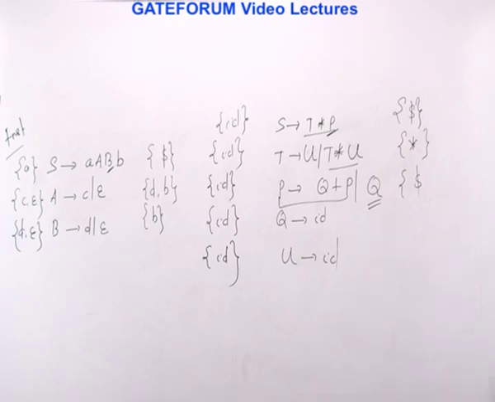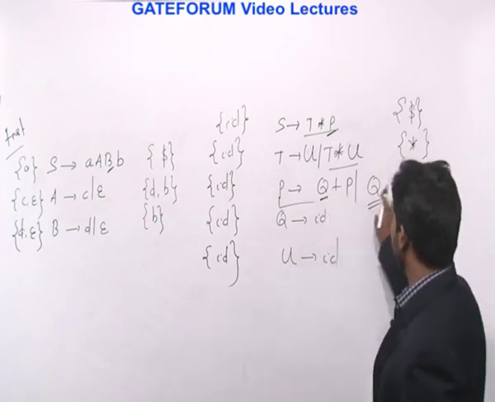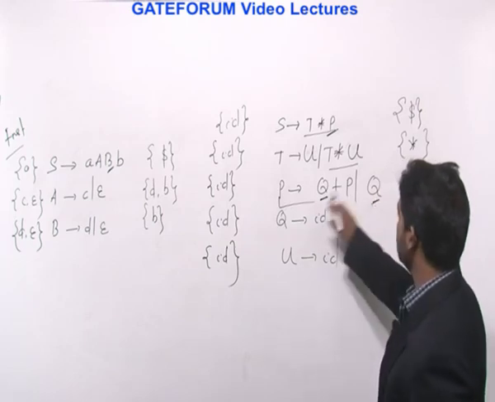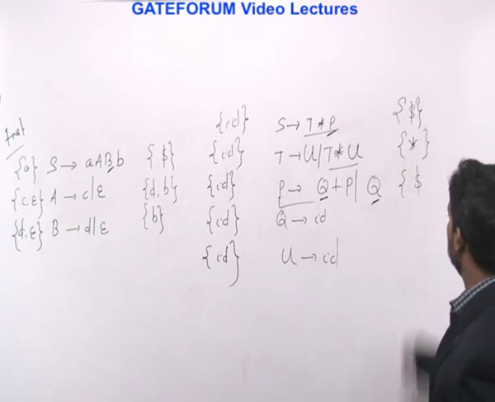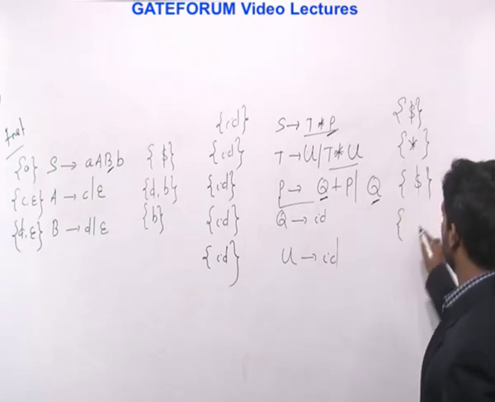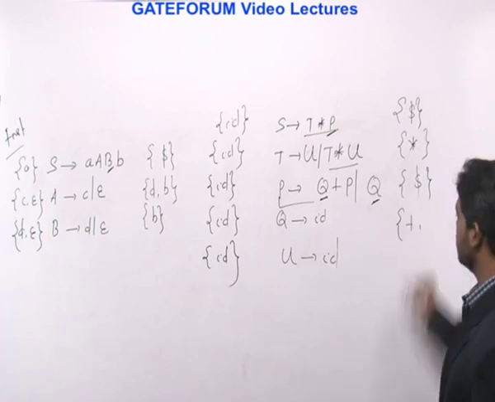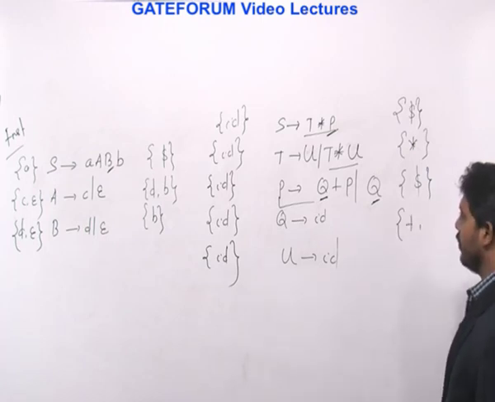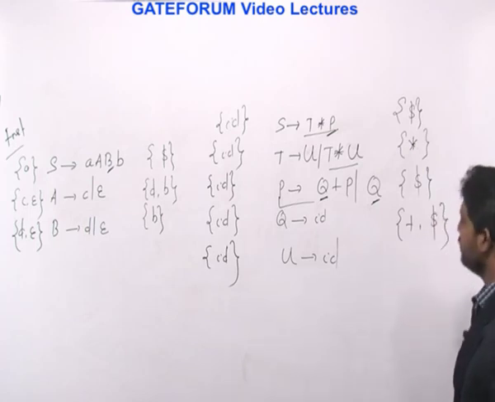Okay, Q, where Q is present. So Q is present here, Q is present here, and anywhere else? Yes, Q is present here. Two places Q is present. So first, follow of Q: Q is followed by plus. Then follow of Q is follow of P. What is follow of P? $. So plus and $.